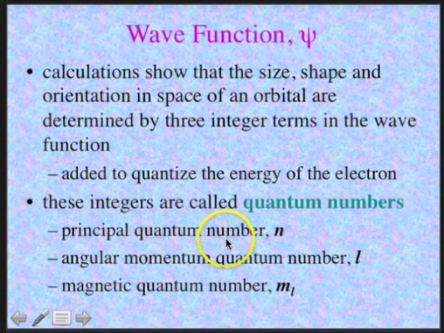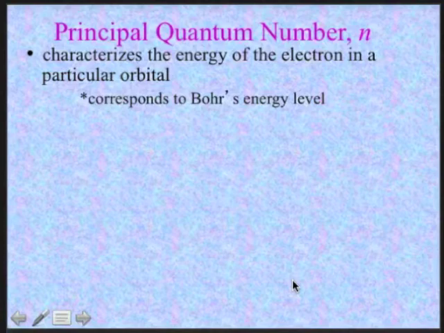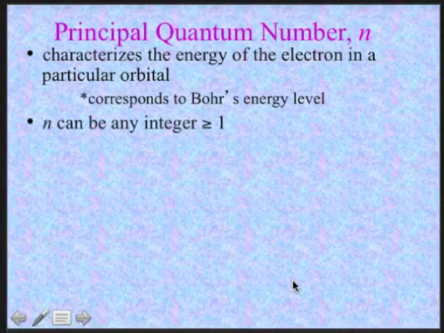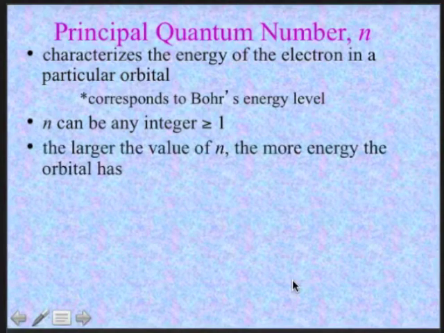There's the principal quantum number n, the angular momentum quantum number L, and the magnetic quantum number m sub L. The principal quantum number n characterizes the energy of the electron in a particular orbital and corresponds to Bohr's energy levels, n equals 1, n equals 2, n equals 3, and so forth. So n can be any integer equal to or greater than 1. The larger the value of n, the more energy the orbital has.